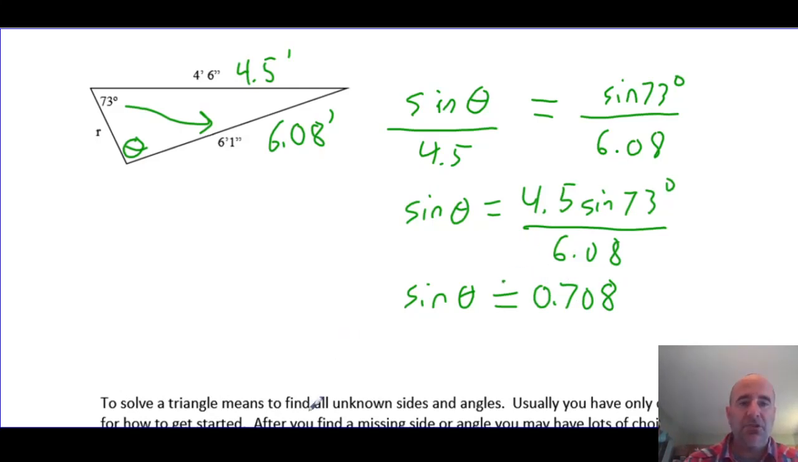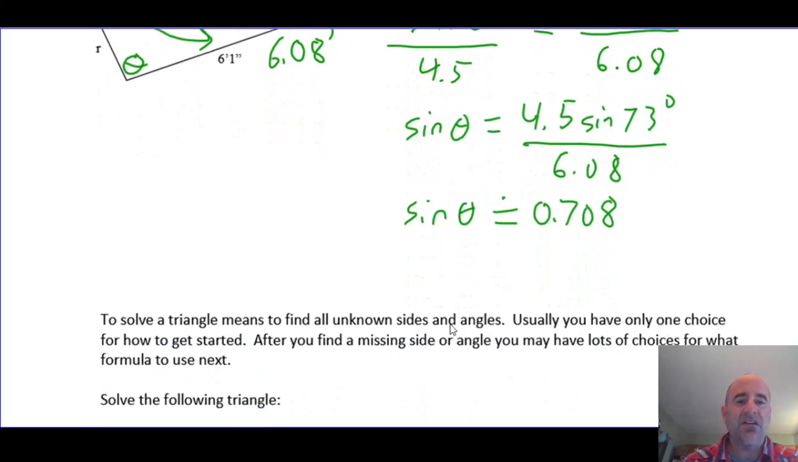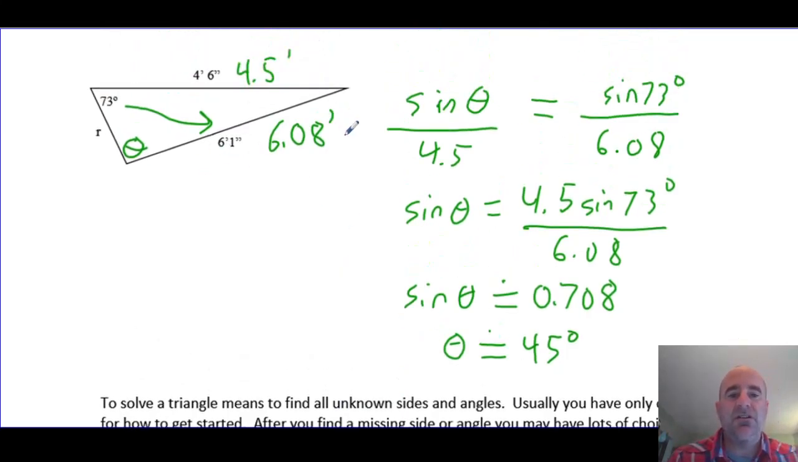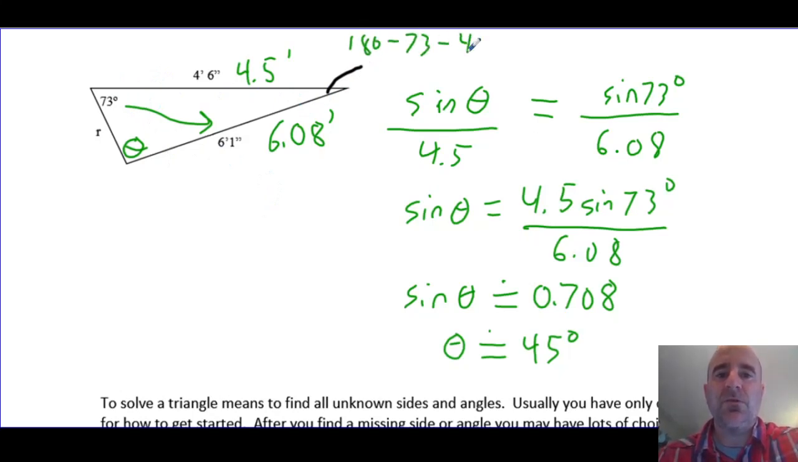Okay, now I'm not going to show you the work here, but you know that you do the inverse sine now to figure out what that angle is. So do second function sine on your calculator likely, and you should get very, very close to 45 degrees when you do that. So that angle is really close to 45. Okay, so if theta is 45 degrees, there's another angle up here, and this angle right here is going to have to add to 180 with these. So we know that it is 180 minus 73 minus 45, which is equal to 62 degrees.